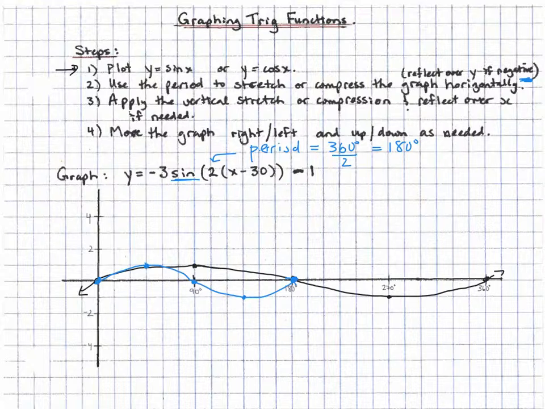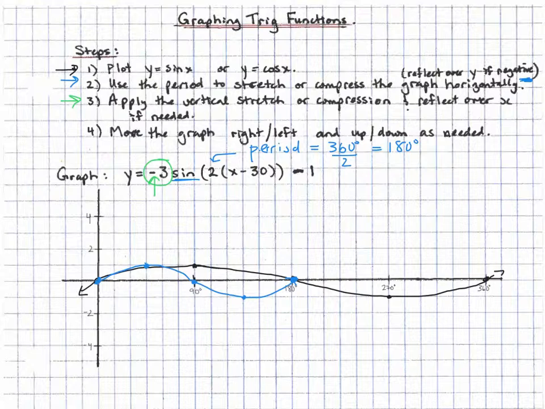Now we're moving on to step number 3, which I'm going to do in green. So this was my step 2 in blue. In green, apply the vertical stretch or compression and reflect over x if needed. So that's this piece right here. Whoops, wrong color. This piece right here. So I want to reflect it. So I'm going to flip it over the x-axis and I'm going to stretch it at the same time.